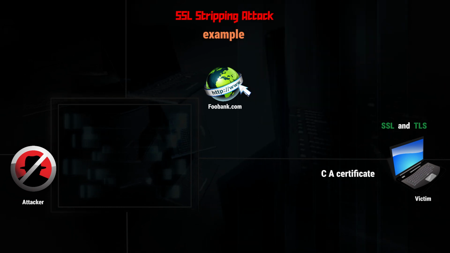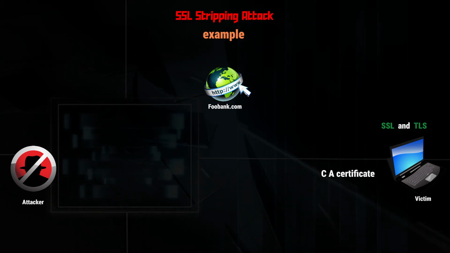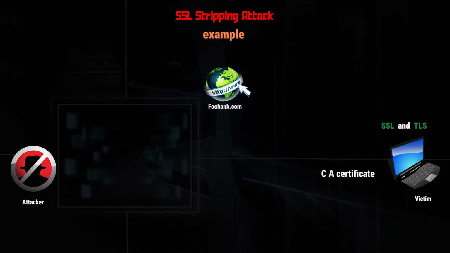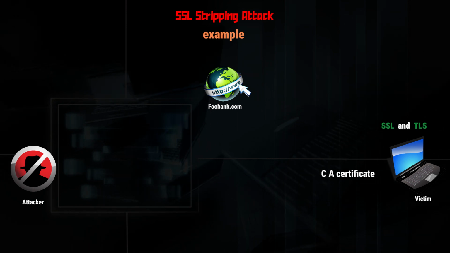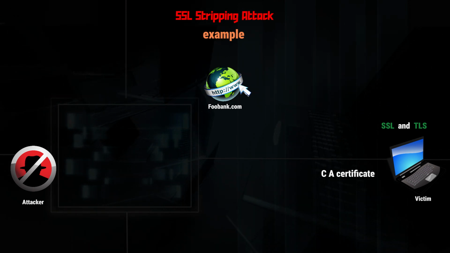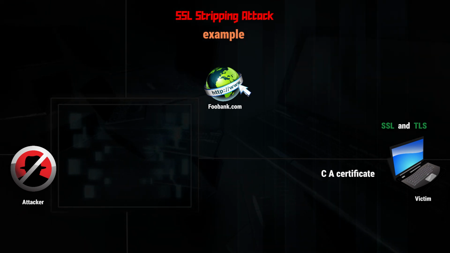Step 2. The hacker configures their web server to act as a proxy. It accepts all connections to foodbank.com and relays them to the real foodbank.com website. And does the same with all the responses from the foodbank.com website to you.